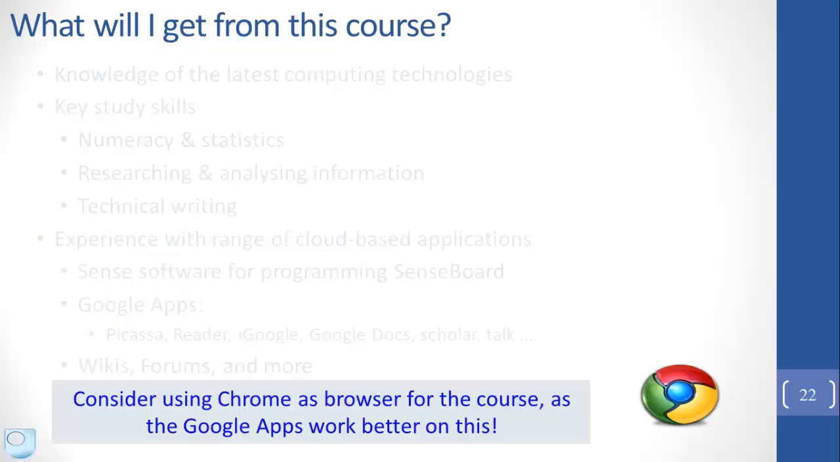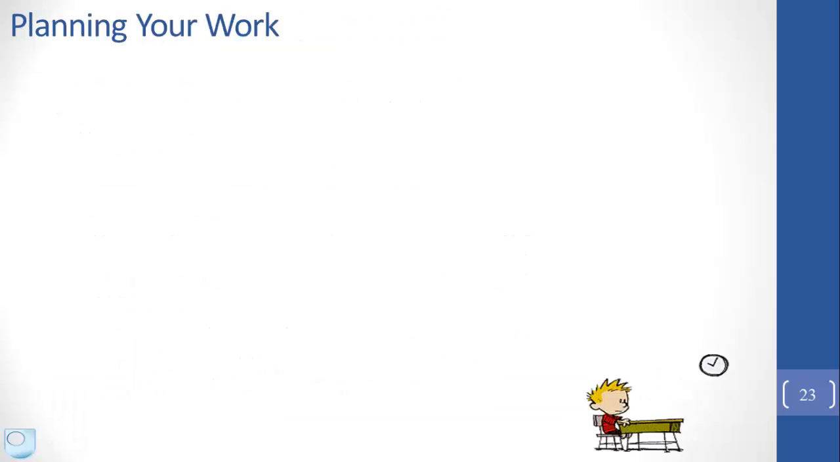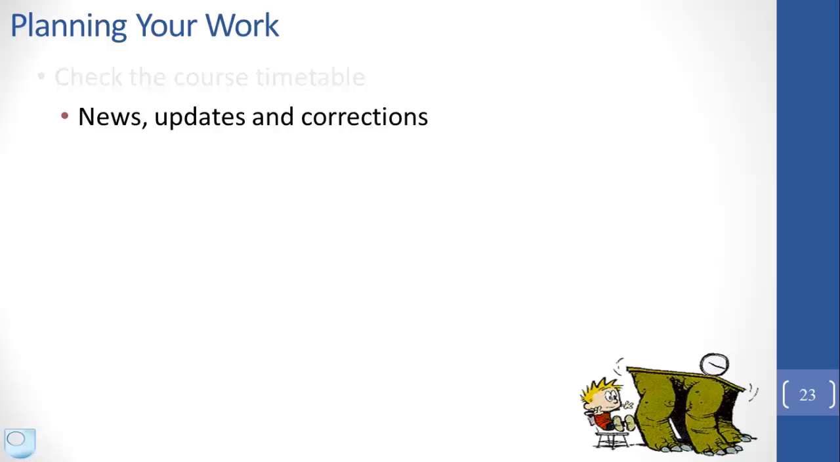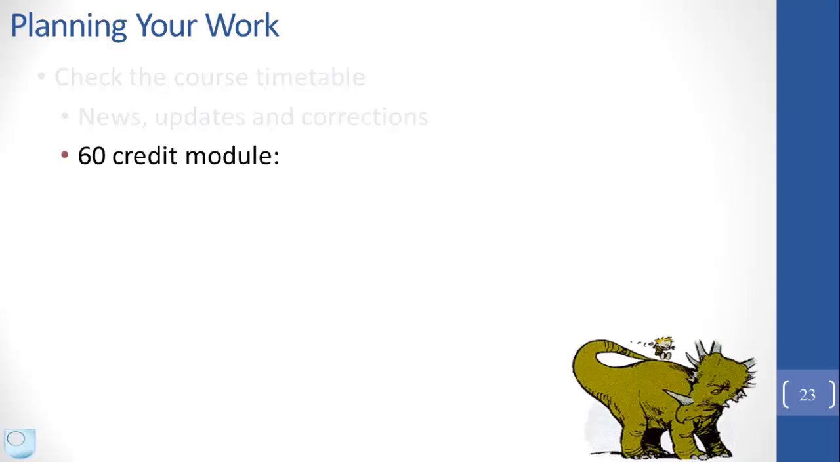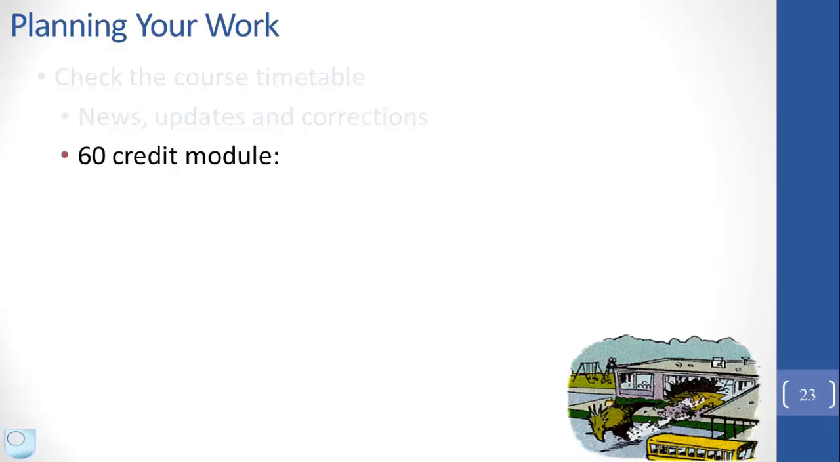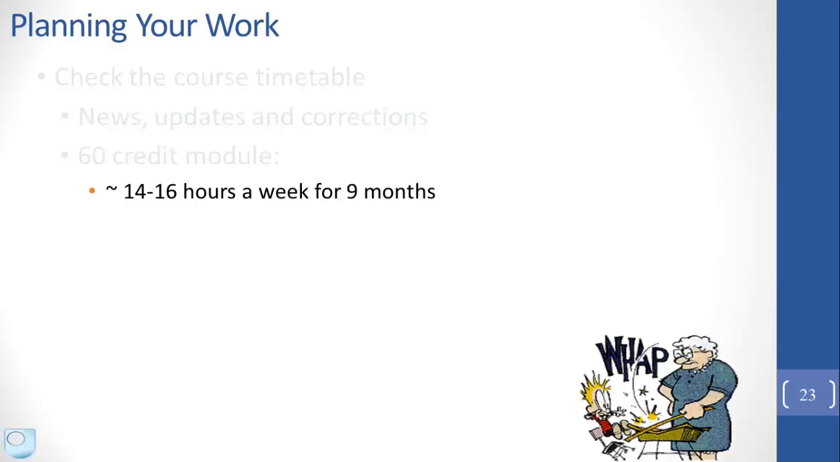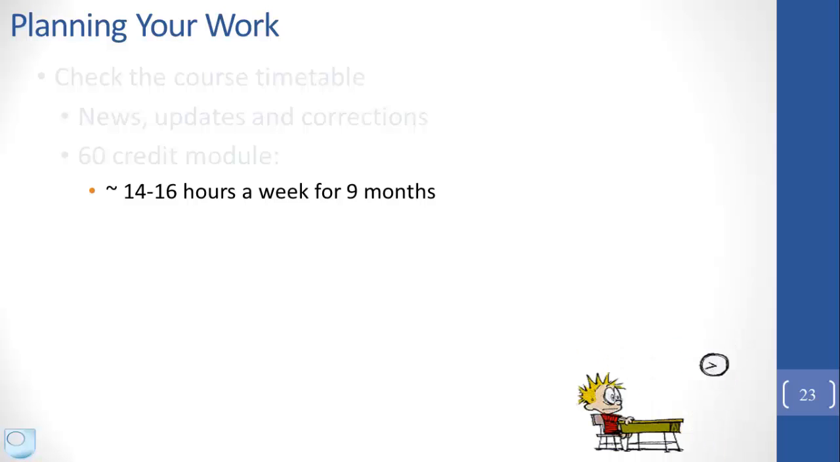We do want you to consider using Chrome as your browser for this course, because it integrates quite nicely with Google Apps. Planning your work. Very important to consider planning. Do check the course timetable. Look out for news updates and corrections. It's a 60 credit module, which means approximately 14 to 16 hours a week for 9 months. If you aren't prepared to commit that, you are going to struggle.